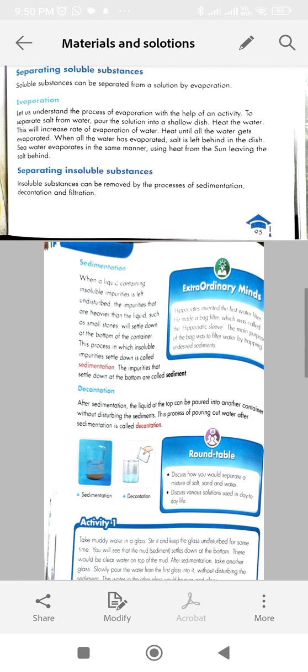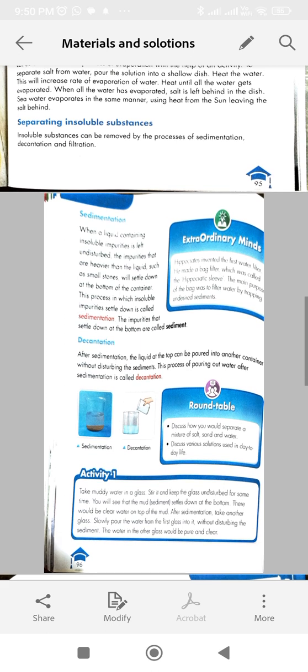Now, sedimentation. When a liquid containing insoluble impurities is left undisturbed, the impurities that are heavier than the liquid, such as small stones, will settle down at the bottom of the container. This process in which insoluble impurities settle down is called sedimentation. The impurities that settle down at the bottom are called the sediment.